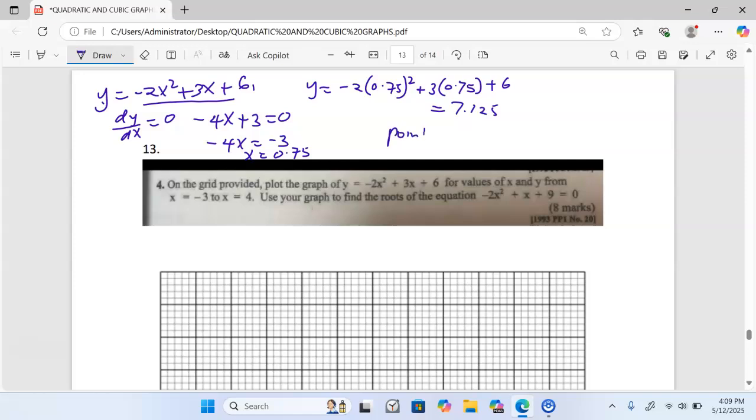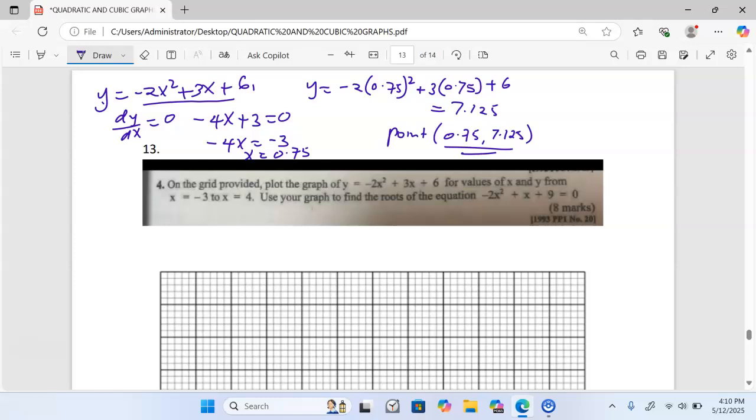Therefore, our turning point is going to be 0.75 and 7.125. It is not a must for a student to show the working, but at least that point must be plotted on the graph for a learner to earn marks from that particular point.